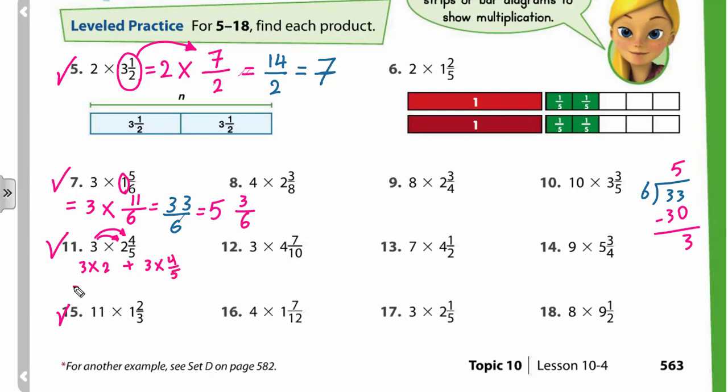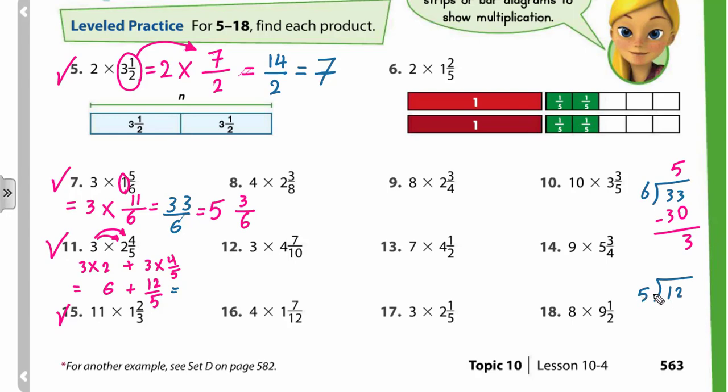12 fifths is an improper fraction. So 6 plus 12 fifths equals 6 and 12 fifths. Okay, you said we will convert 12 fifths to a mixed number. Yes.